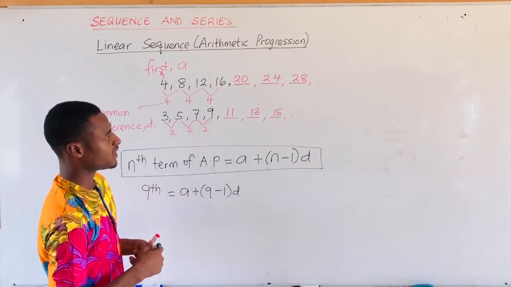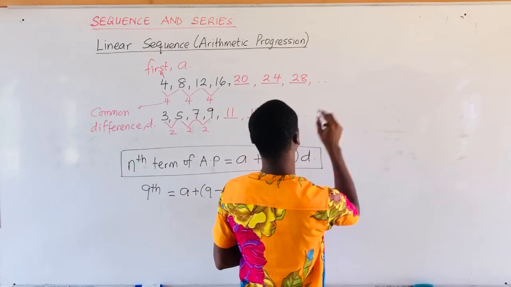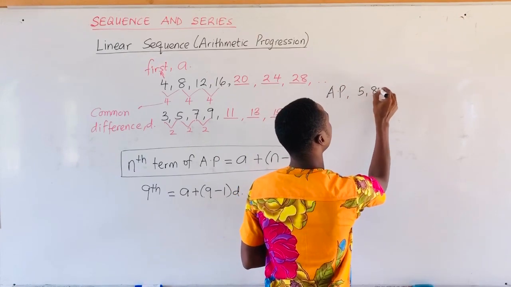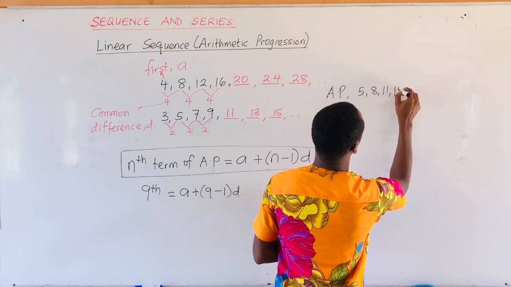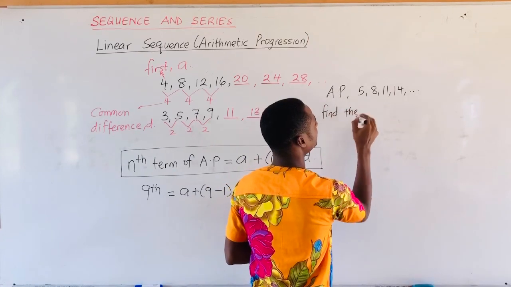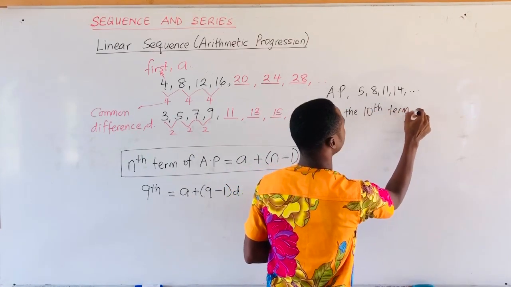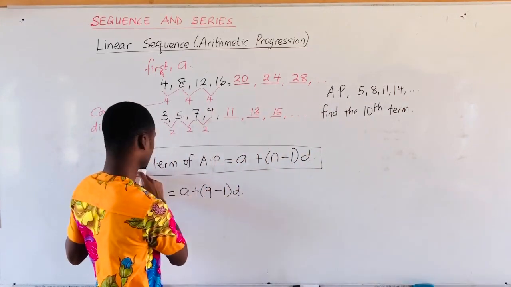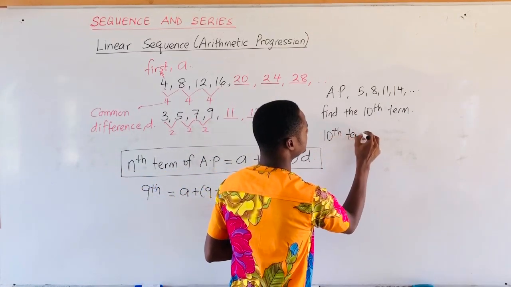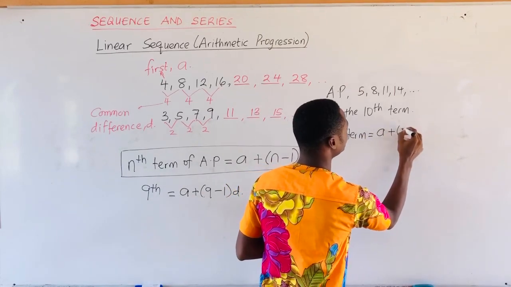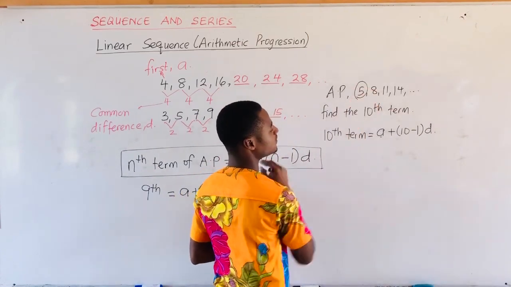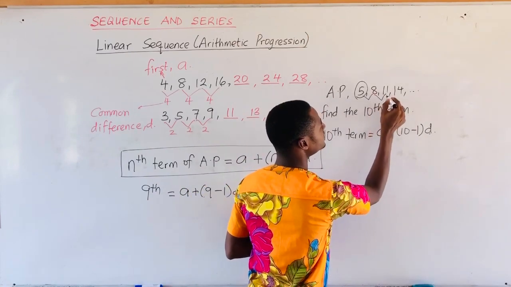Let's take a critical example. Now if we are given a sequence, an arithmetic progression 5, 8, 11, 14, and so on, and we are asked to find the 10th term of this sequence, then we will say that from the nth term of an arithmetic progression, the 10th term is equal to A plus 10 minus 1 D, where we know that A is the first term of the sequence and D is the difference between consecutive terms.